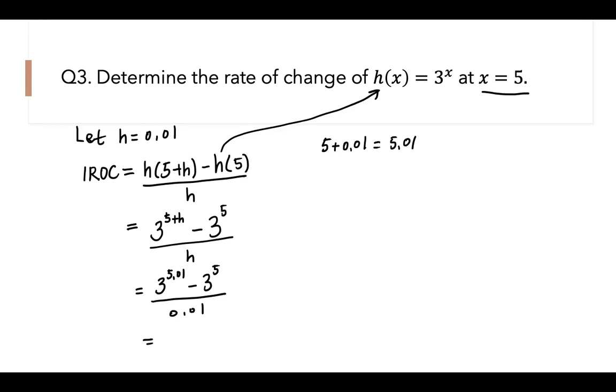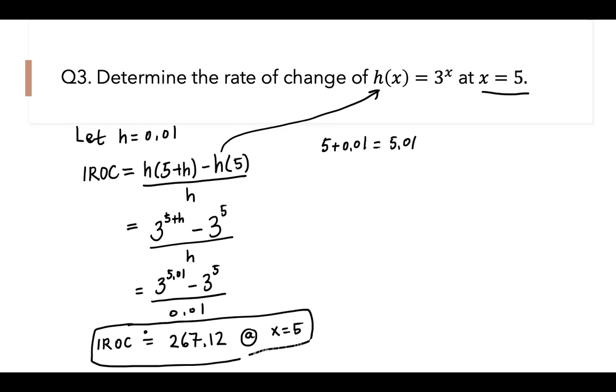So you're going to punch it in your calculator, and you're going to get about 267.12. Okay, so that is going to be my instantaneous rate of change at x is equal to 5.